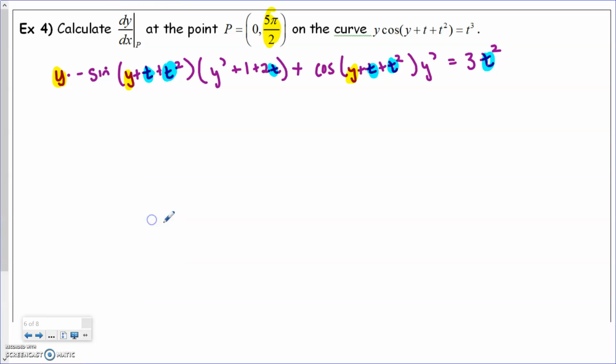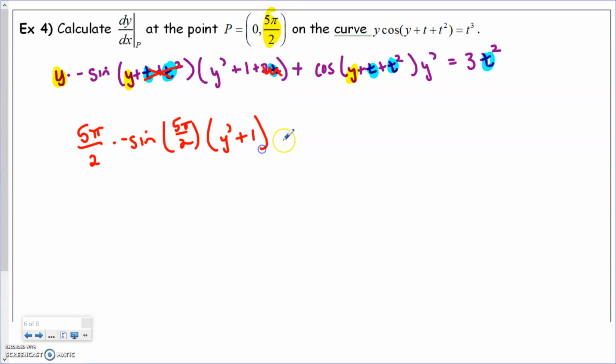And I'm going to go ahead and simplify this right away. So this is 5 pi over 2 times negative sine. These are zeros, so those don't matter. So of 5 pi over 2 times y prime plus 1, and then this is 0, so we don't have to worry about that, plus cosine of 5 pi over 2, and then these are 0, so we don't have to worry about those, times y prime equals 0, because this doesn't matter.